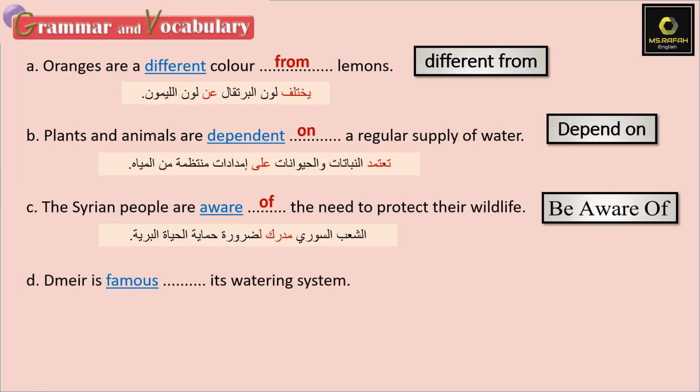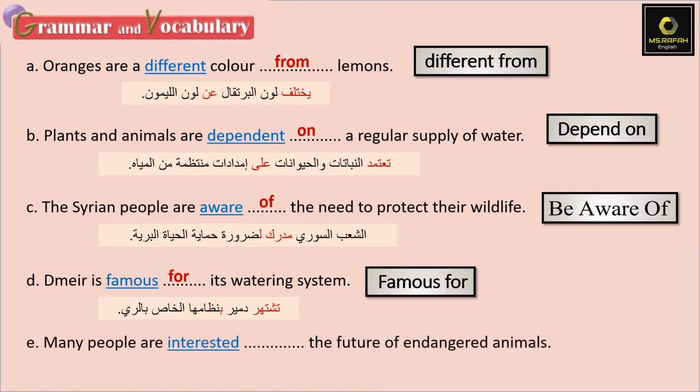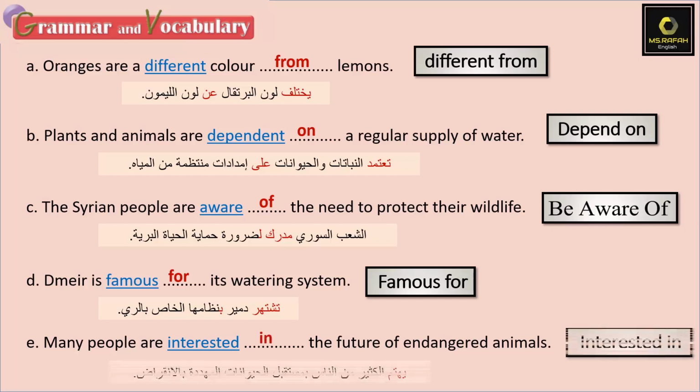Demir is famous for its watering system. We always say famous for. Many people are interested in the future of endangered animals. We always say interested in.